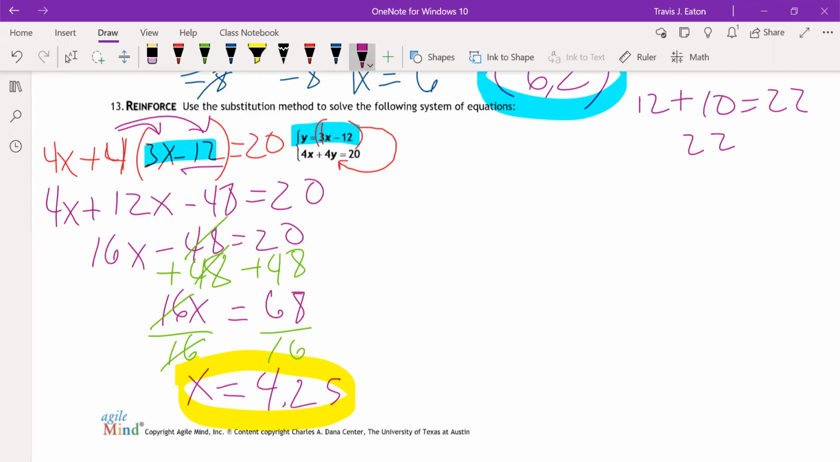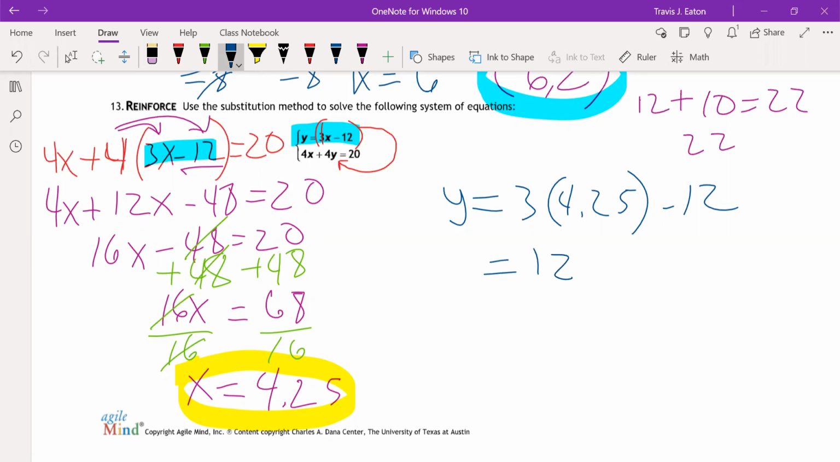So now we take Y equals 3x minus 12. Well, we know what X is now. So it's 3 times 4.25 minus 12. All we did was substitute X with 4.25. So 4.25 times 3 is 12.75, minus 12. And 12.75 minus 12 is 0.75.